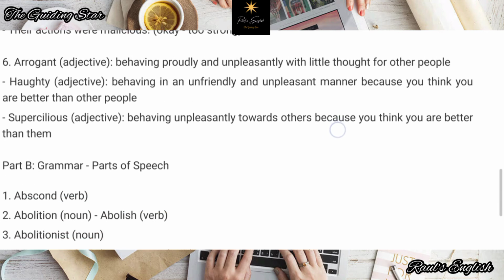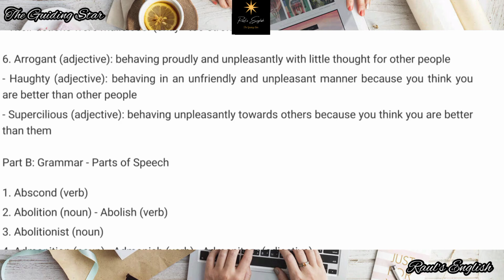Alright, number 6. Arrogant and haughty and supercilious. All of them again have similar meanings, but they're a bit different. So always understand the words, and then use them precisely. Arrogant is behaving proudly and unpleasantly with little thought for other people, or someone who just thinks they know everything. They don't want to listen. They don't take your feelings or your words into consideration. They're behaving arrogantly, or they're arrogant.